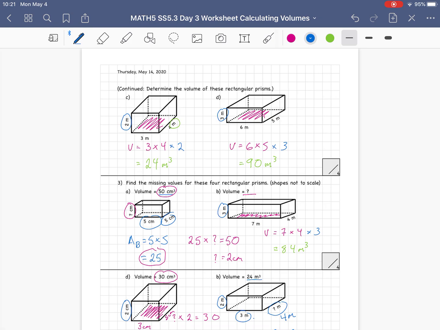All right, I hope you got all these answers correct. This is how I show my work. You should show your work in the way that you're thinking.